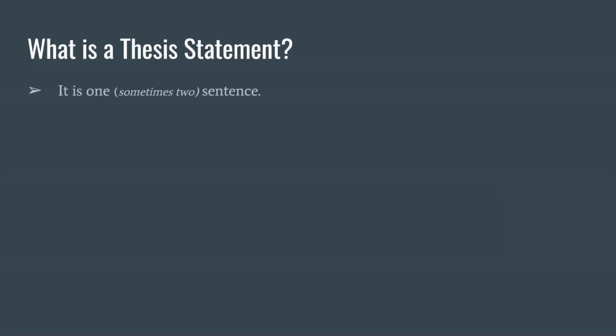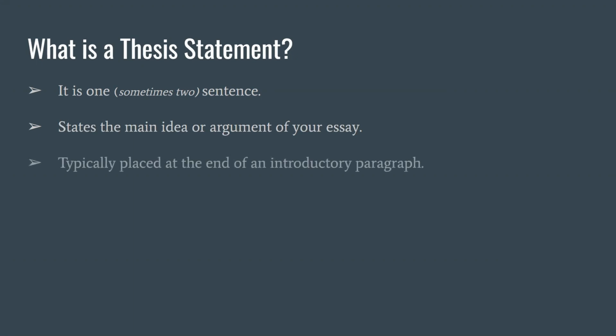Simply put, it can be 1 sentence, sometimes 2. It really depends on how complex you want to put your idea forward. In academic writing, you typically want to stick to 1, but it's not necessarily wrong to do it in 2. The thesis should state your main idea or argument of your essay. It is most commonly placed at the end of the introductory paragraph, but not always.